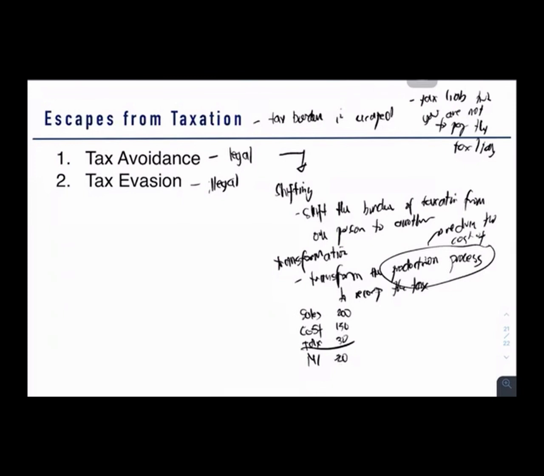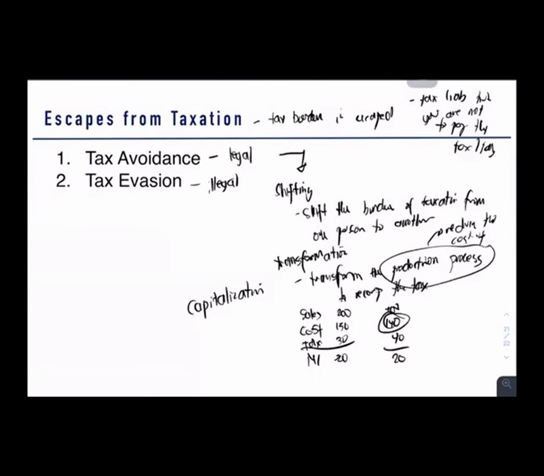Now, let's say there was an increase in tax. It is 40 already. We want to still get the 20 net income. So we want to recoup the tax. How do we recoup the tax? Kailangan mo daw bawasan yung cost. So kung ang sales pa rin natin ay 200, magkano lang dapat yung cost mo para makuha mo pa rin yung 20? 140. So we reduce the cost to recoup the tax. That is your transformation. Last type of tax avoidance is your capitalization. And under your capitalization, we just try to capitalize the tax.